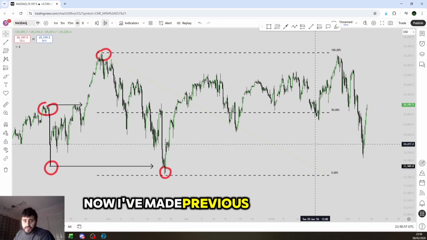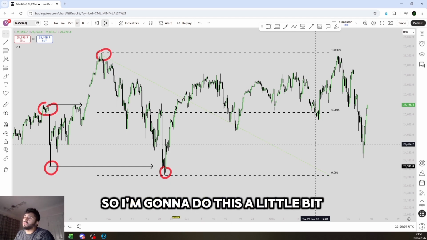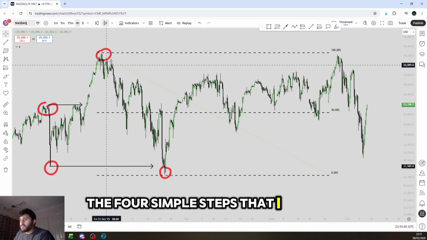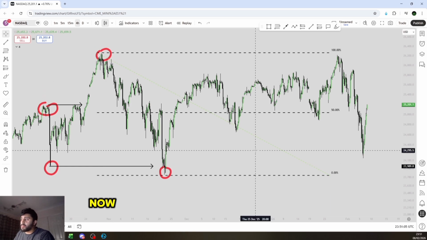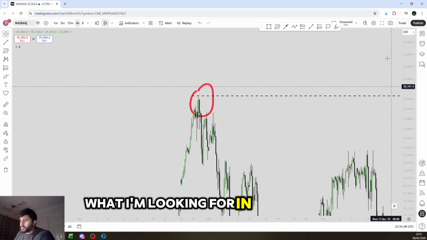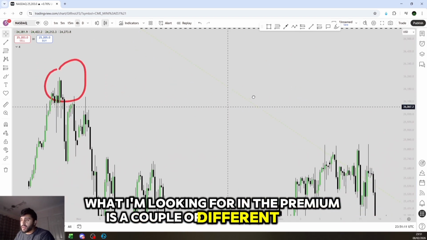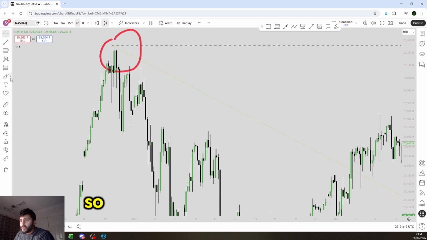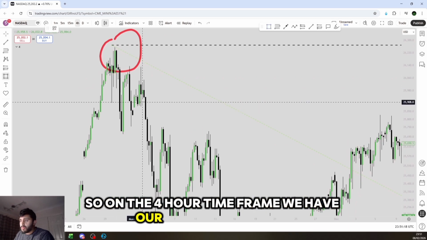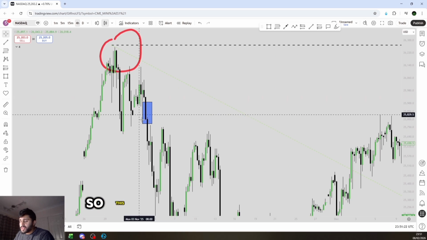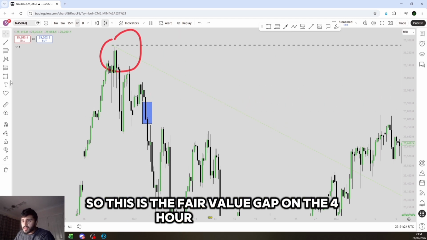Now, I've made previous videos about this, so I'm going to do this a little bit faster. So NASDAQ. The 4 simple steps that I follow: market structure, dealing range. Now premium and discount and fair value gaps go together. So what I'm looking for in the premium is a couple of different things, right? I'm mainly looking for fair value gaps. So on the 4 hour time frame, we have our one FVG over here. This is one fair value gap, right? So this is the fair value gap on the 4 hour time frame.